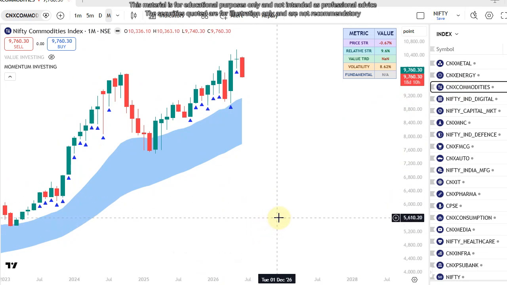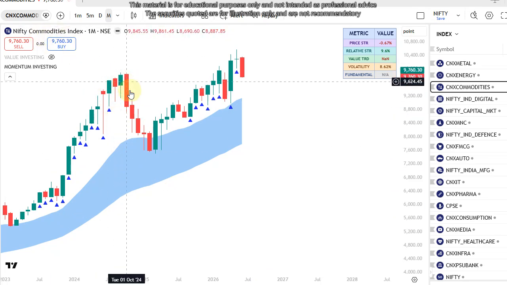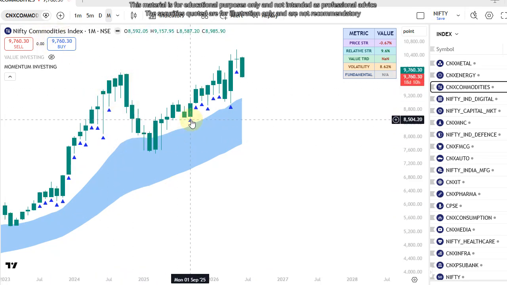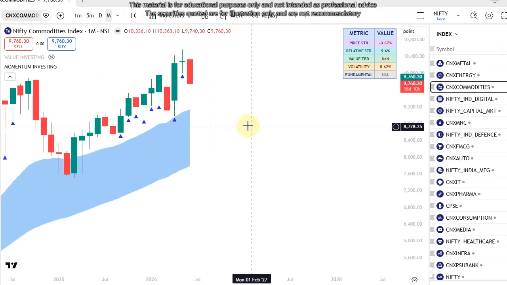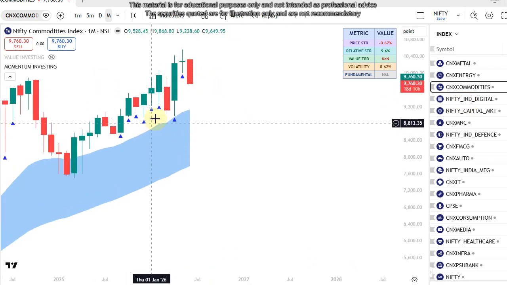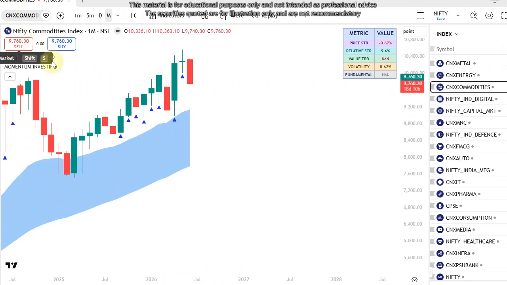See here, in the commodity index we got a resting period here. After that we got the momentum started in September 2025. Now see, it is still in momentum. Now in the present month the momentum is lost. You can see there is no triangle in the present month, so we can take a pause here. We can stop investing in commodities until we get the momentum again.